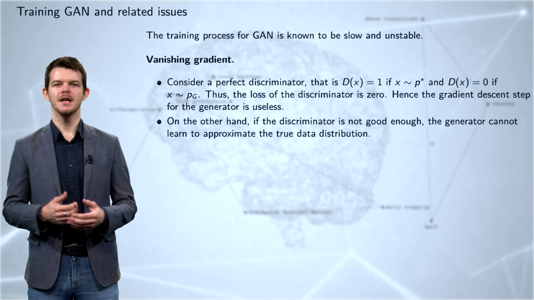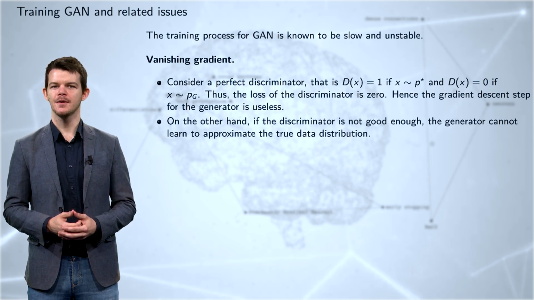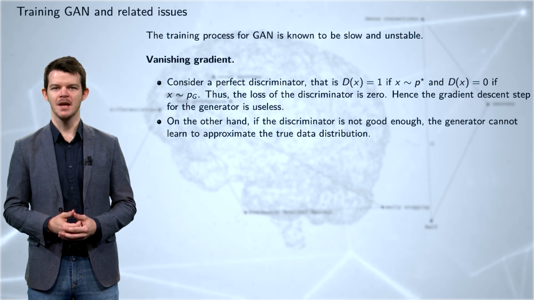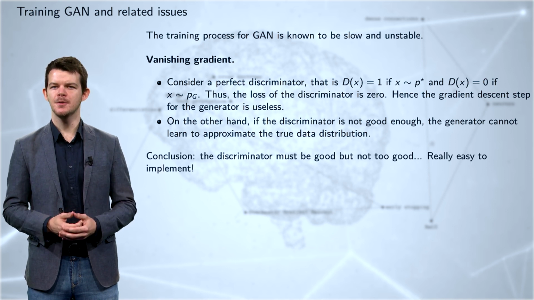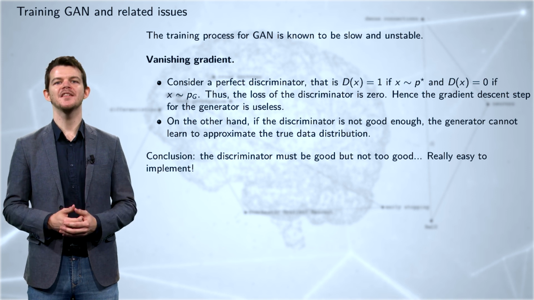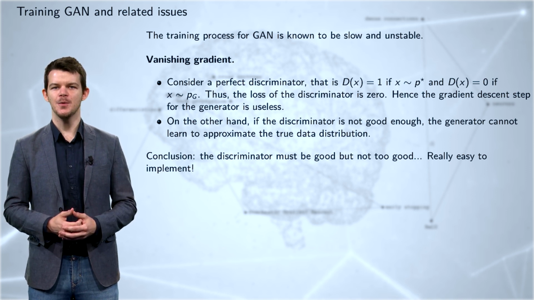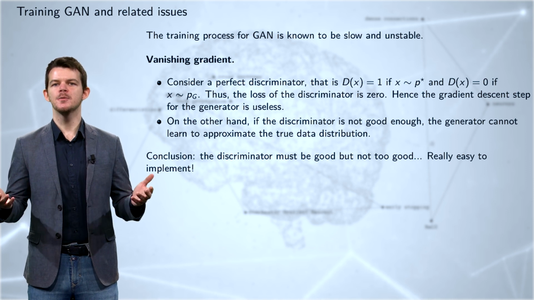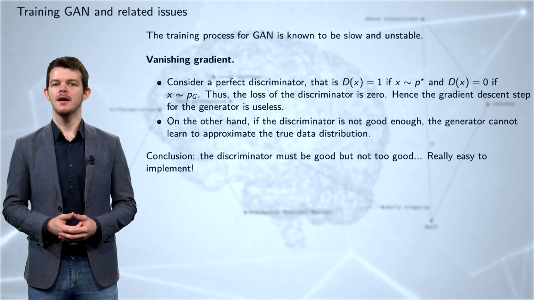On the other hand, if the discriminator is not good enough, the generator cannot learn to approximate the true data distribution. So the discriminator must be good, but not too good, otherwise it is impossible to train the generator. In practice, as you can imagine, this good but not too good property is hard to satisfy.